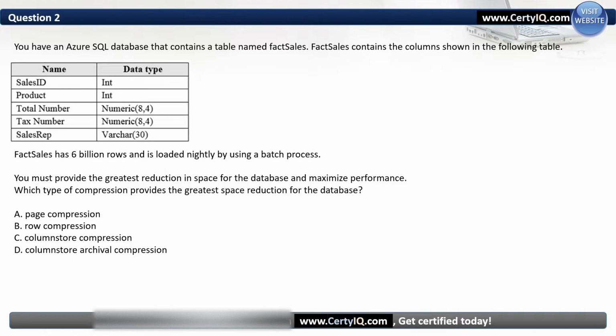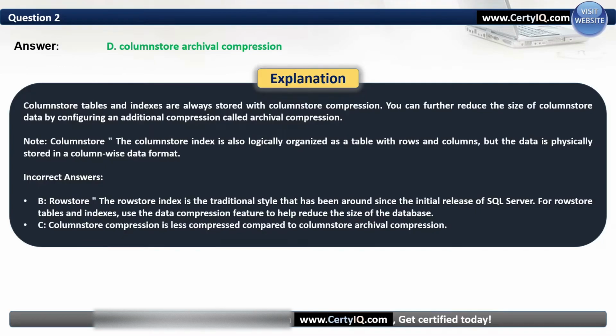The correct option is D. Column store archival compression. Column store tables and indexes are always stored with column store compression. You can further reduce the size of column store data by configuring an additional compression called archival compression. Note, the column store index is also logically organized as a table with rows and columns, but the data is physically stored in a column-wise data format.